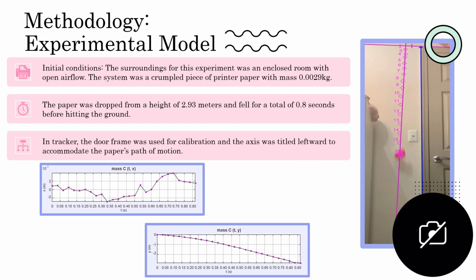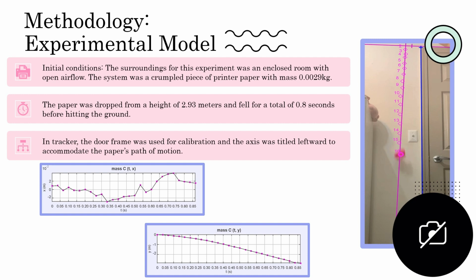For the observational model, I dropped a crumpled piece of printer paper from the top of my door frame with a height of 2.93 meters. The room had negligible airflow that would impact the motion, which is why I chose it for the surroundings. I chose a piece of paper as a system because of its light mass and observed fall time being slower than a heavier object I had available.